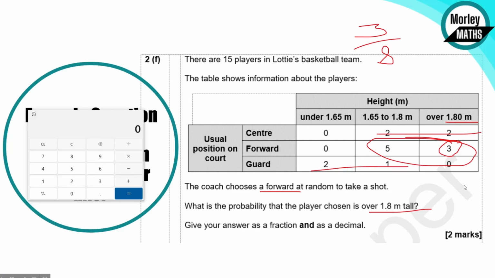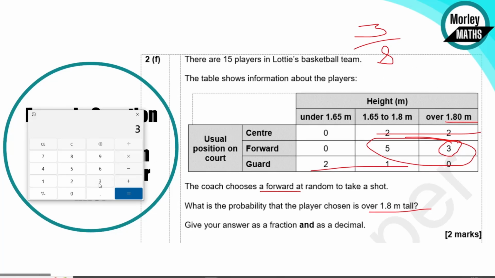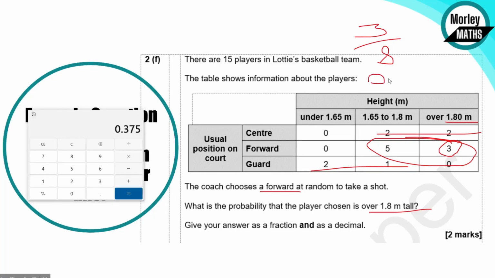So out of our forwards, we've got 8 of them, 3 of them are over 1.8 meters tall. So as a fraction, it's 3 over 8. And to convert that fraction into a decimal, 3 divided by 8 gives us 0.375.